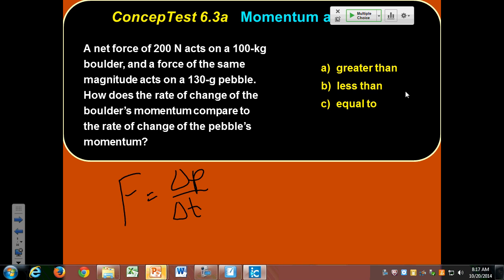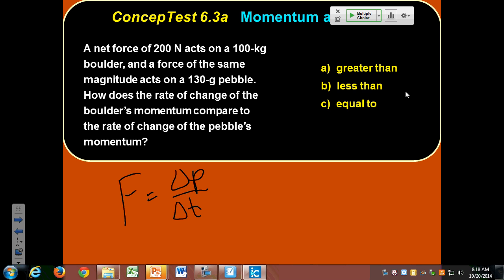It's not just the change in momentum, which would be delta P, right? Delta P is the change in momentum, but it's the rate of change. And what is a rate of change? How does it change over time? Right, so like a rate of change of displacement would be velocity, right? Delta x over delta t. And so our rate of change in momentum is delta p over delta t.